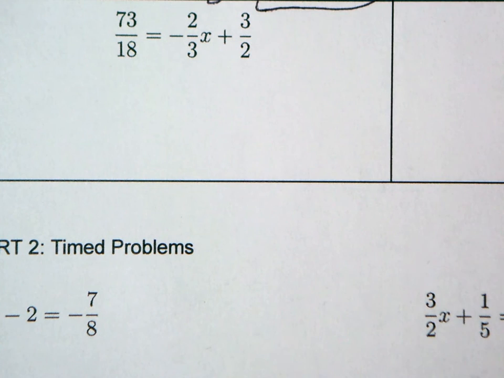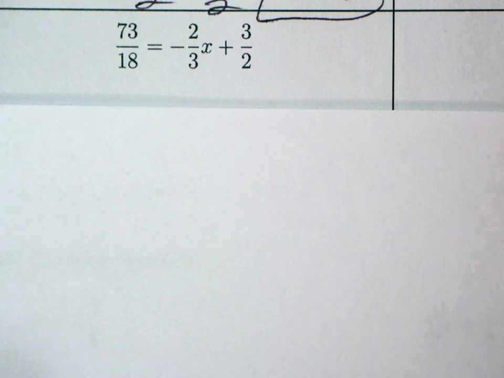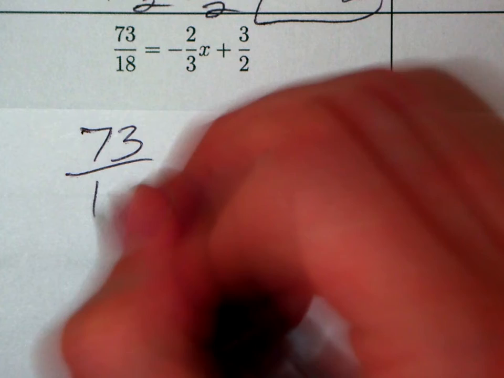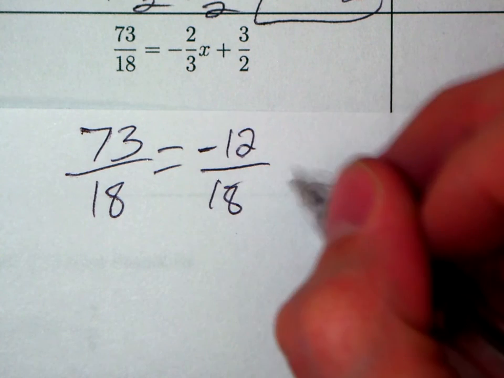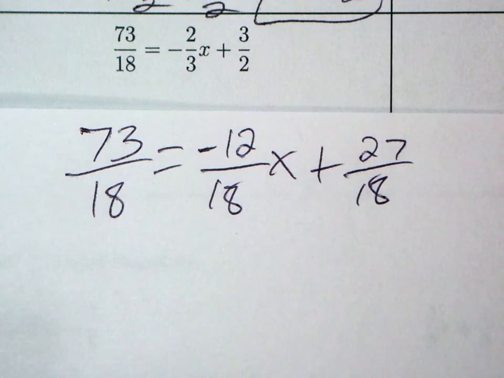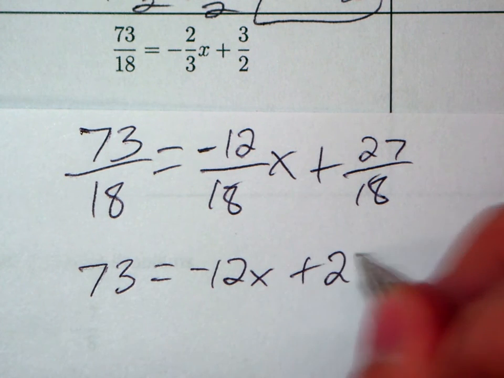So if I start with the largest one, 18, I can ask myself, do these other denominators multiply into 18? Does 3 times something equal 18? And the answer is yes. Does 2 times something equal 18? So then, instead of multiplying by 2, then by 3, then by 18, I can look to convert all three fractions to 18ths. So I have 73 over 18 is equal to, multiply by 6, I now have negative 12 over 18, x, and then I multiply this one by 9, so 27 over 18. Then, when I multiply all three by 18, I'm left with 73 is equal to negative 12x plus 27.